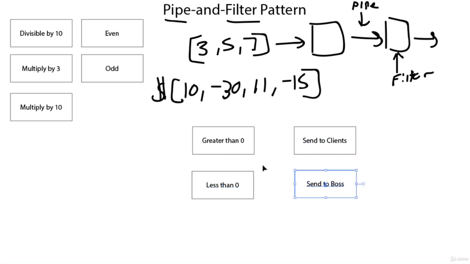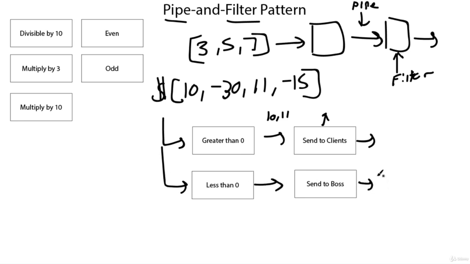Now we take this data and we put it in. If we put this data in here, it's going to go greater than 0, and what's going to come out is only the 10 and the 11. Those are going to be sent to the clients, and then it's going to pass an output. There's nothing left, so it stops right there. And then we also pass it into less than 0, and then we send that to the boss. All that's going to be here is negative 30, and then negative 15.